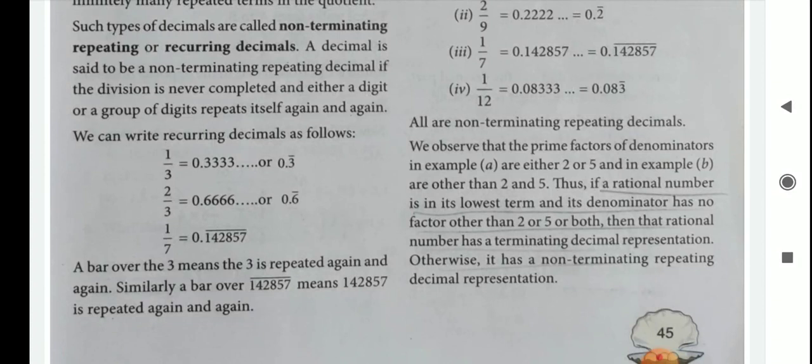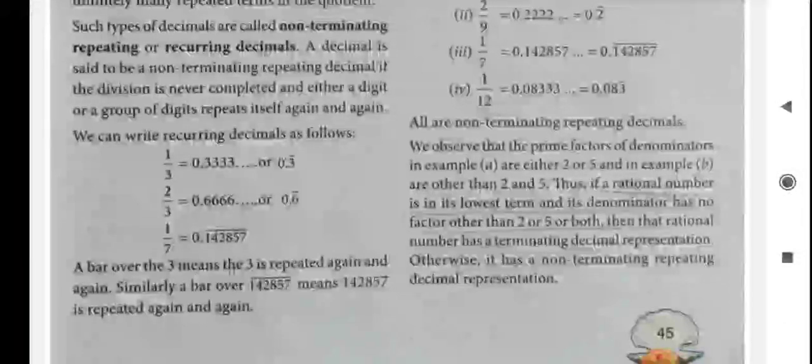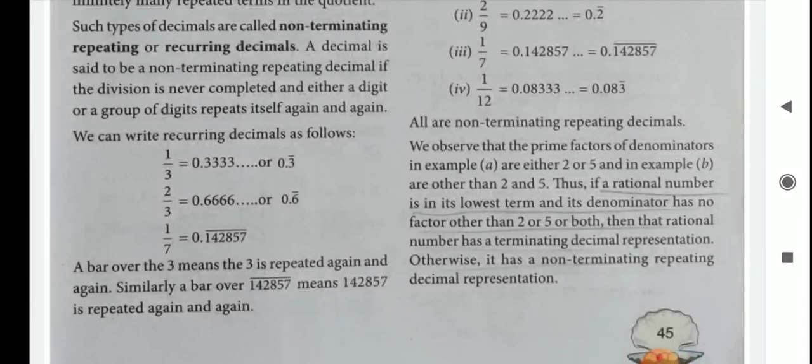Thus, if a rational number is in its lowest terms and its denominator has no factor other than 2 or 5 or both, then that rational number has a terminating decimal representation. Otherwise, it has a non-terminating repeating decimal representation.